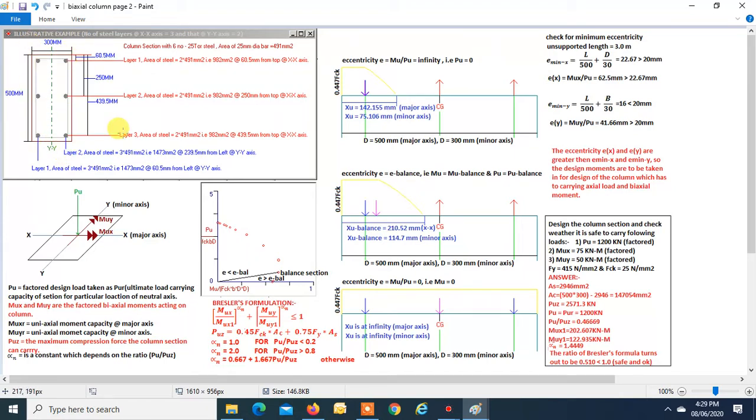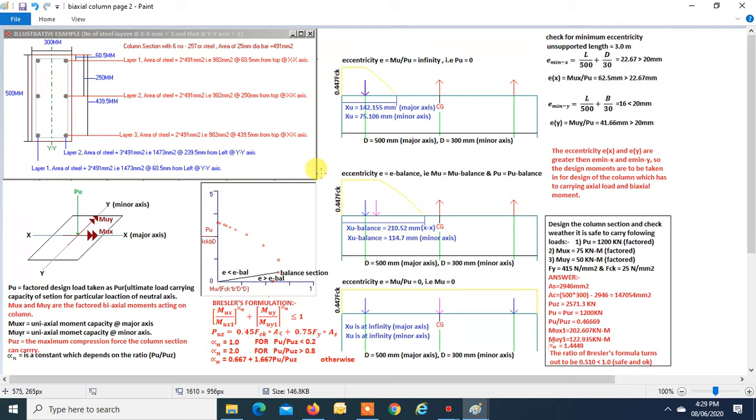So first taking the major axis, the first layer is at 60.5 mm from the compression face, and the area of steel is 982 mm square in that layer. The second layer is at 250 mm, and the area of steel is 982 mm square. The third layer is at 439.5 mm, and the area of steel is 982 mm square. Similarly, we have the minor axis. We'll see this later when we do the analysis.